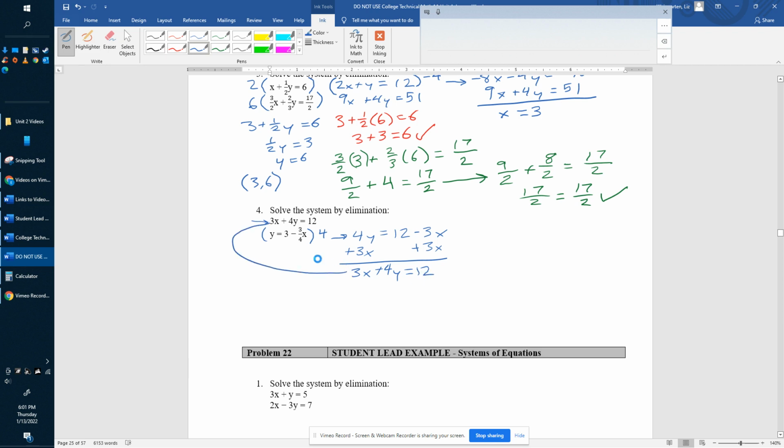Well, that looks familiar. So if we subtract these, we're going to get 0 equals 0. Do you remember what that means from a few videos ago? That means there are infinite solutions, because they're the same line.